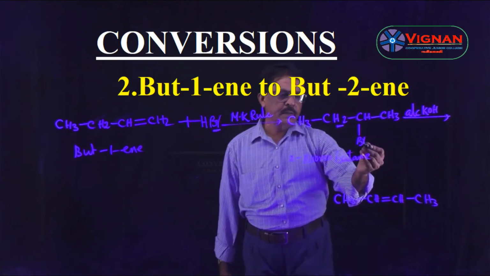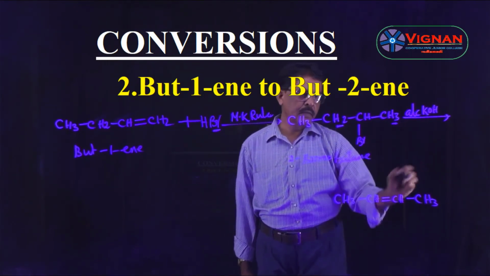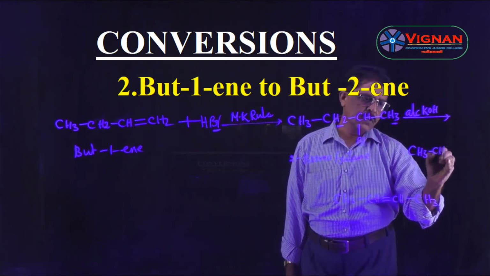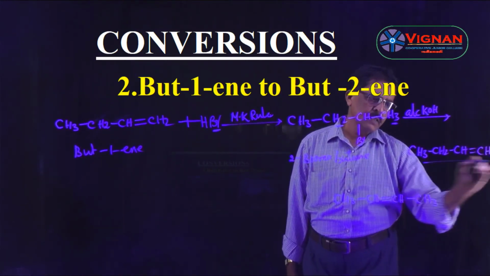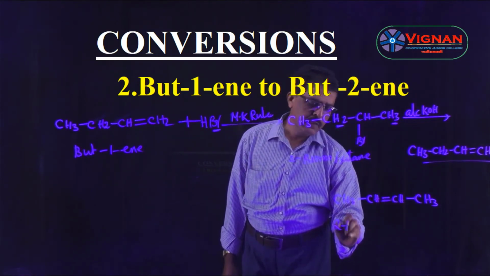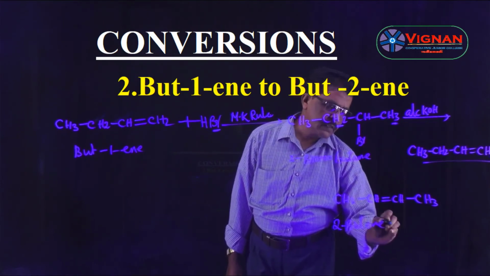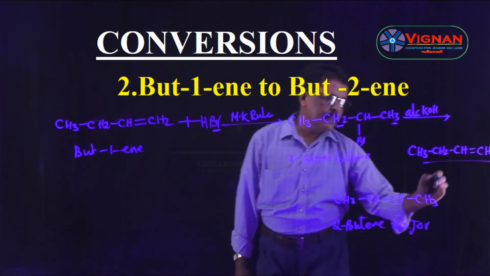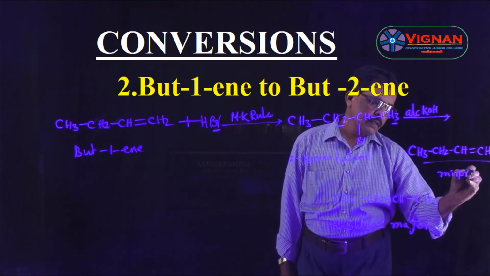Suppose this Br goes with this hydrogen, then we will get here the product CH3 CH2 CH double bond CH2. This is the 1-butene. This one is the 2-butene. 2-butene is the major product, and this one is the minor product, also formed as a minor product.